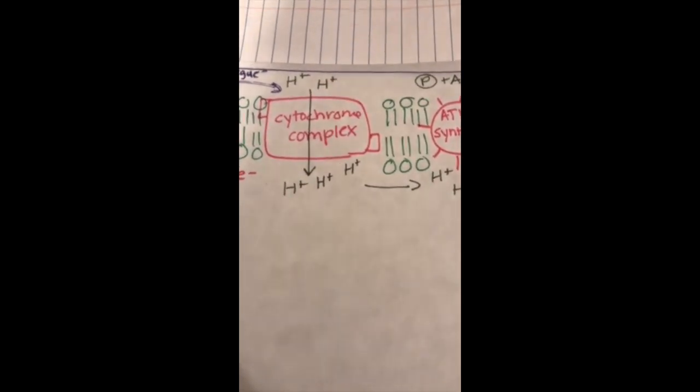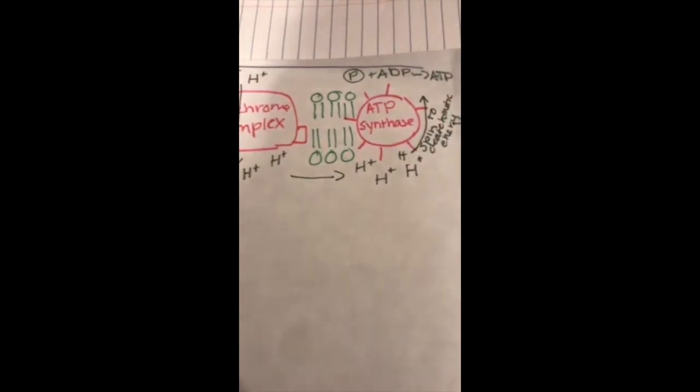Then the hydrogen ions that flow through the cytochrome complex will then flow through the ATP synthase and cause the synthase to spin. This spinning creates the kinetic energy that's needed to create ATP from phosphate and ADP.